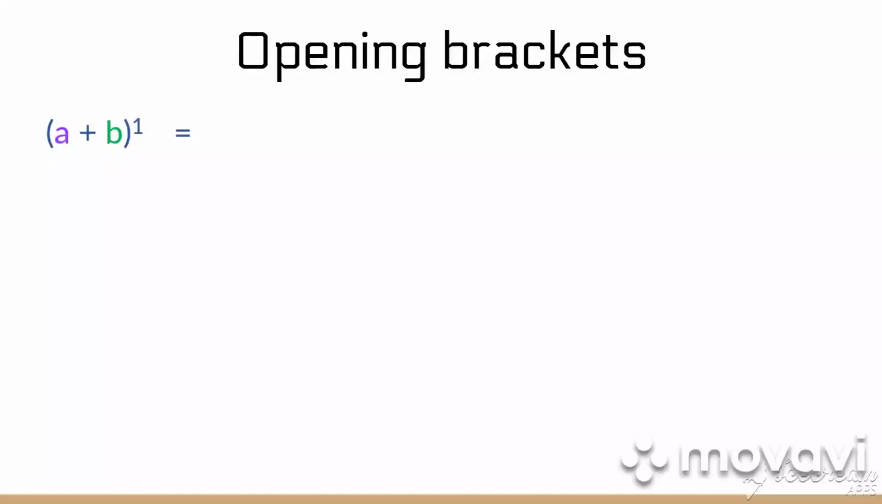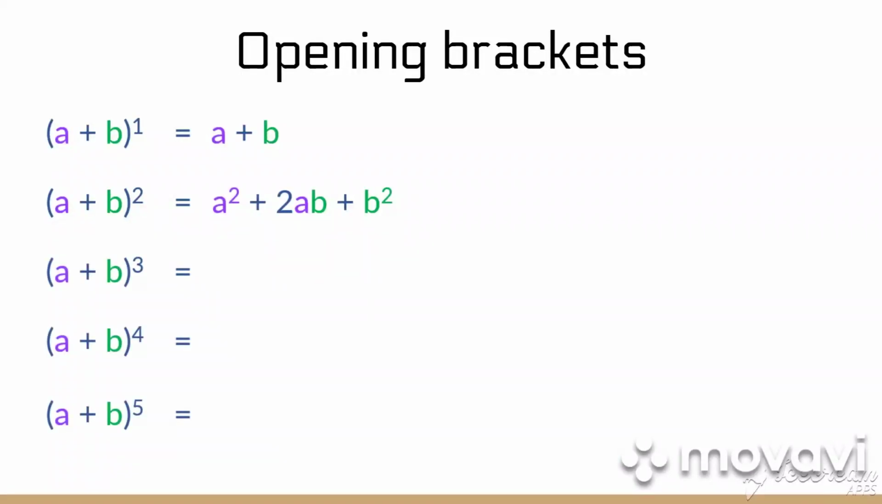I'm sure everyone who watches this video knows how to open the brackets. So (a + b) in the first power is a + b. (a + b) in the second power, or squared, is a squared plus 2ab plus b squared. But do you know what polynomial we will have if we increase the power to 3, 4, and 5? I'll give you 5 seconds on this one. You can stop the video if you want more time, but I am showing the answers.